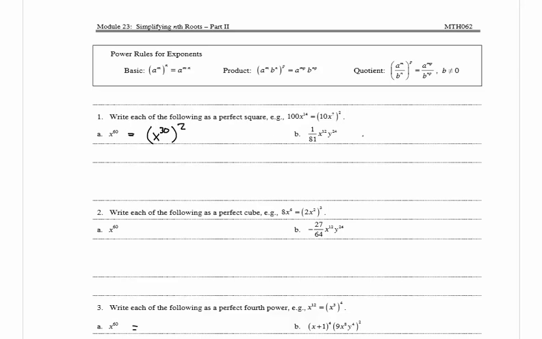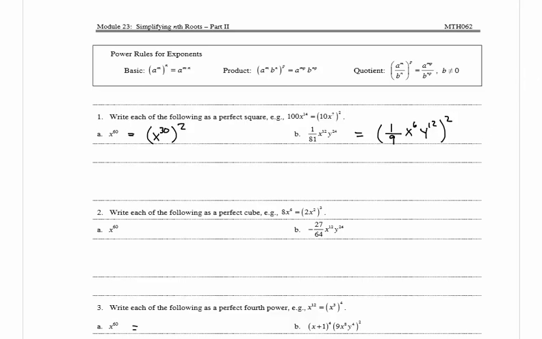squared. In b, we have 1 over 81 times x to the 12th, y to the 24th, and we're going to have 1 over, if we were to take the square root of 81, we would get 9, and now 12 divided by 2 is 6, so we're going to have x to the 6th, and 24 divided by 2 is 12, y to the 12th, all squared.